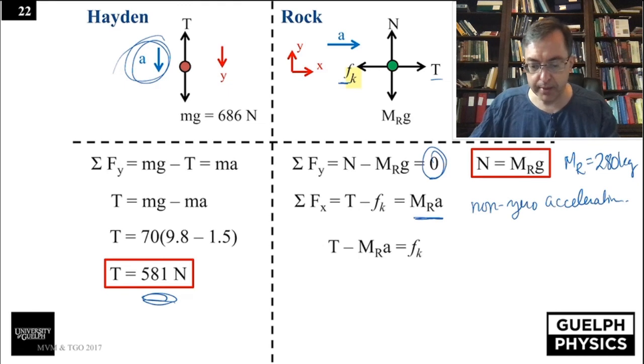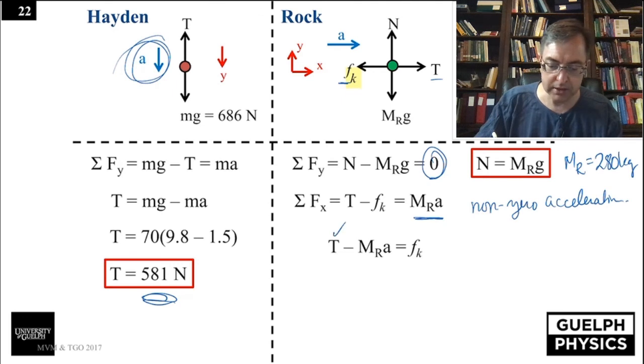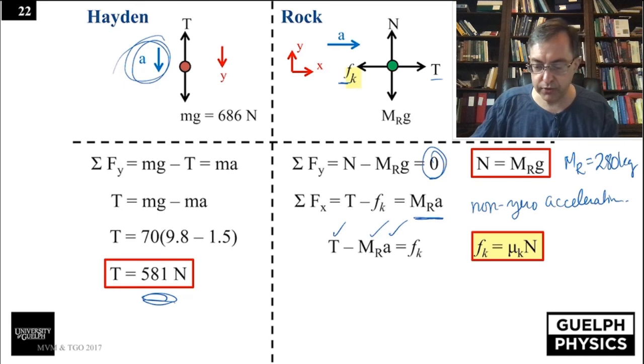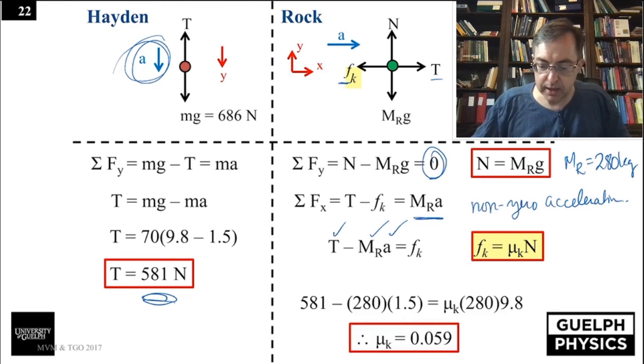So isolating now for Fk, Fk is the tension, which I know, minus the mass of the rock, which I know, times the acceleration, which I know. And so I can actually solve for Fk. And then I also know that Fk, the kinetic friction force, is the coefficient of kinetic friction times the normal force. And I know the normal force. So I can start to plug in the numbers.